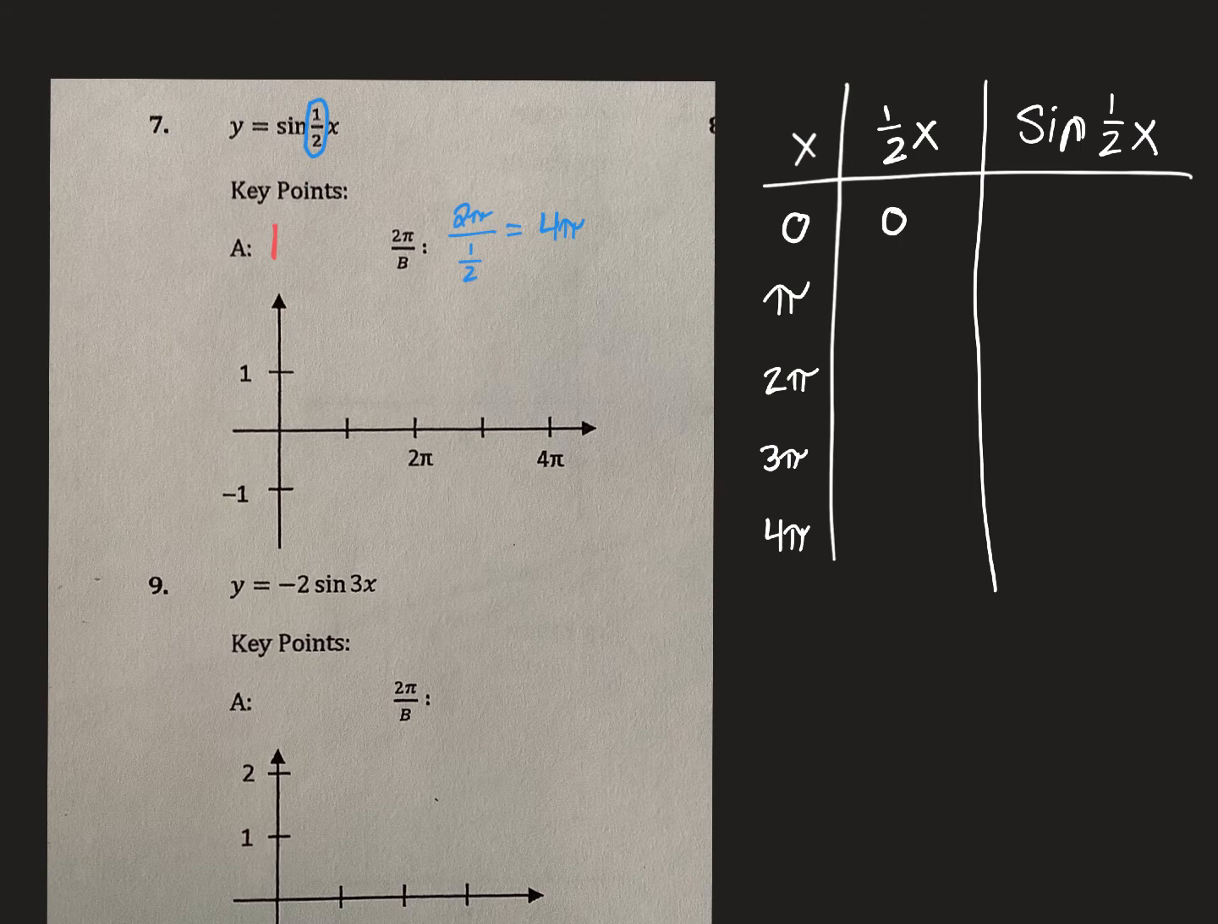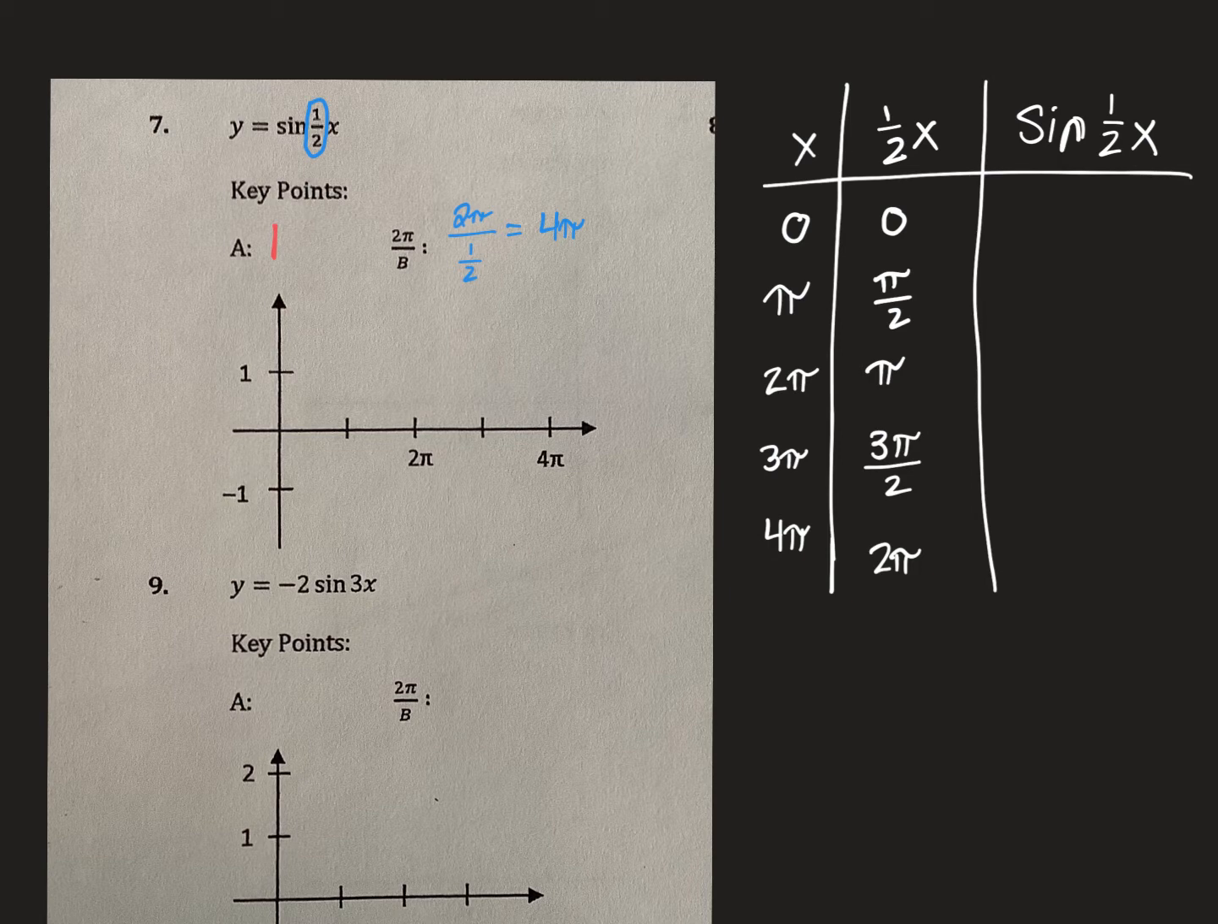So 1/2 of pi is just pi over 2. Half of 2 pi is just pi. Half of 3 pi is 3 pi over 2. And then 2 pi. Where can we see these? What do you mean? Like how do we know what we're getting? Because I took x and multiplied by 1/2. So 0 times 1/2 is 0. Pi times 1/2 is pi over 2. 2 pi times 1/2 is pi. 3 pi times 1/2 is 3 pi over 2. 4 pi times 1/2 is 2 pi.